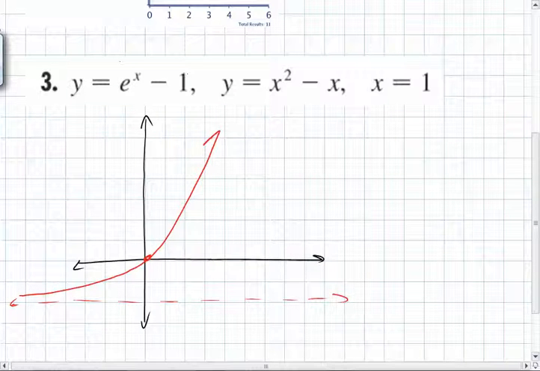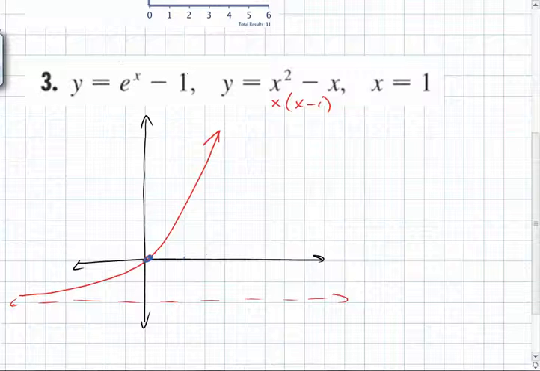Y equals x squared minus x. What does that factor into? X times x minus 1. So what does that cross? It crosses at 0 and 1. So let's say it's right there. Is it concave up or down? Up.